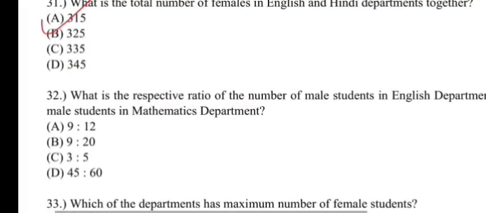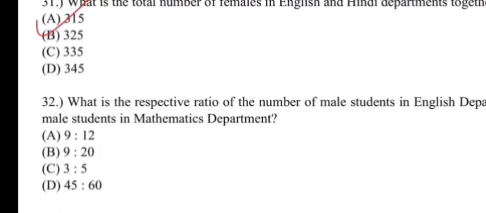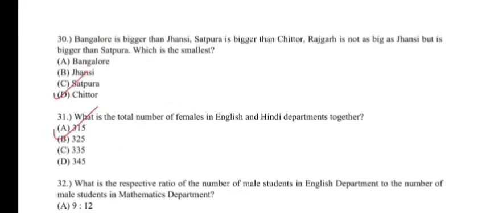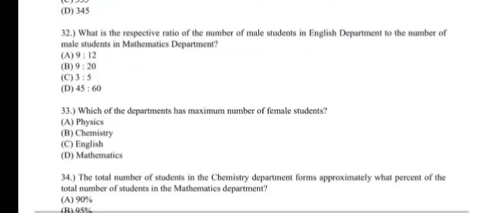So 32 says, what is the respective ratio of the number of male students in English department? Okay, so here, I think after reading the second question 32, maybe there was some chart or some graph or some table or figure. From there these questions are asked. So since we don't have that, it is futile to solve it. So let's move on to other questions.